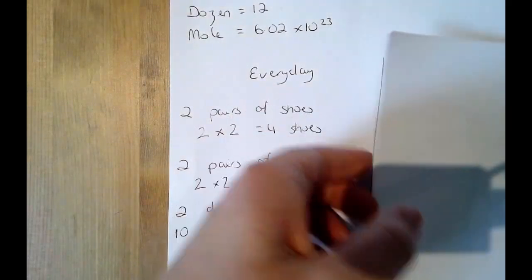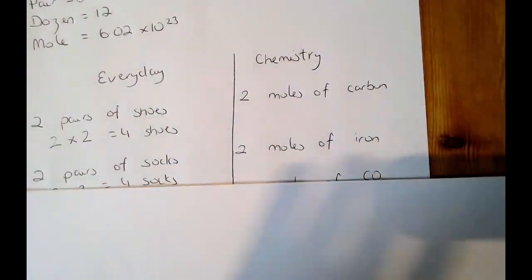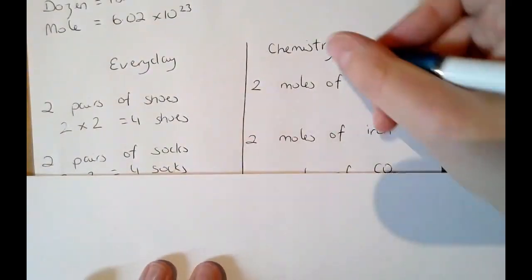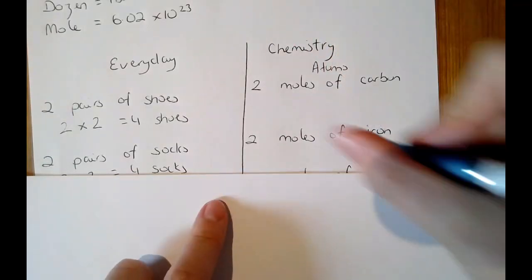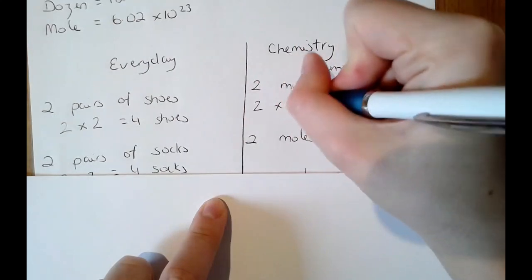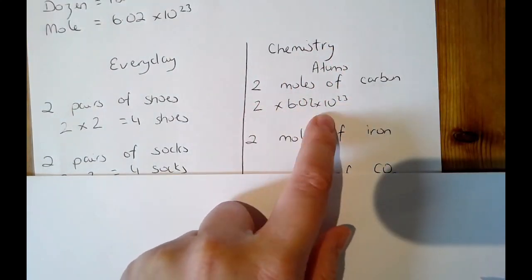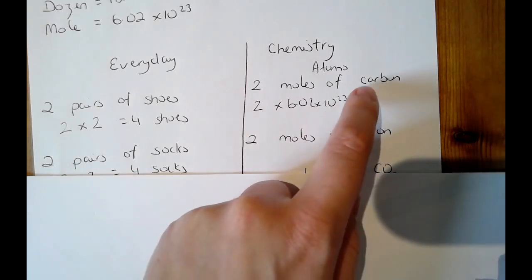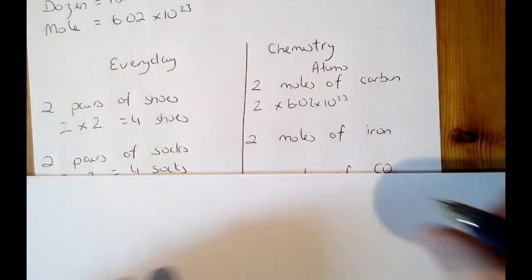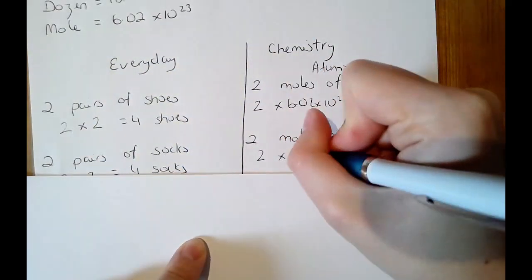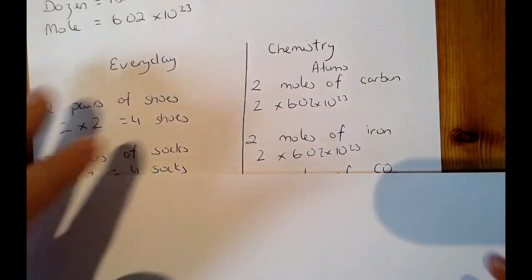Okay? Likewise, when we look at a chemistry example, the question would be how many atoms, because elements are made up of atoms. So how many atoms are in 2 moles of carbon? You know the word mole represents this number. You fill that number in for the word mole and you just multiply. And it doesn't matter if I go from carbon to iron, just like it didn't matter when I went from shoe to sock. The maths doesn't change. You just fill Avogadro's constant in for the word mole and you multiply that out on your calculator.